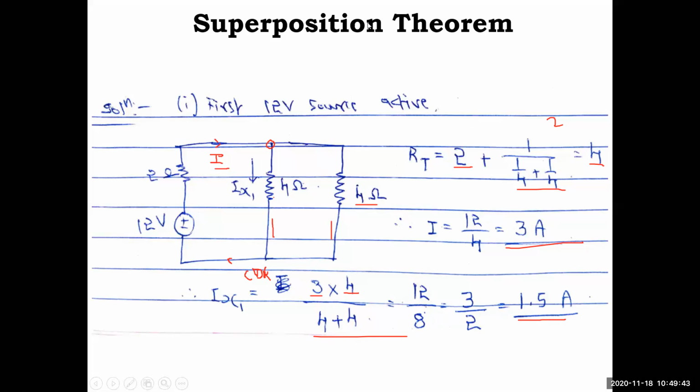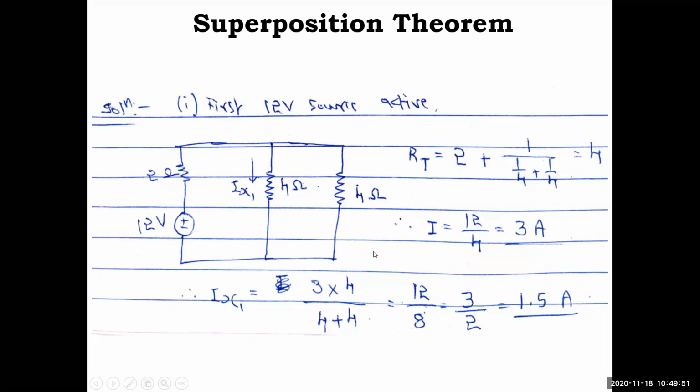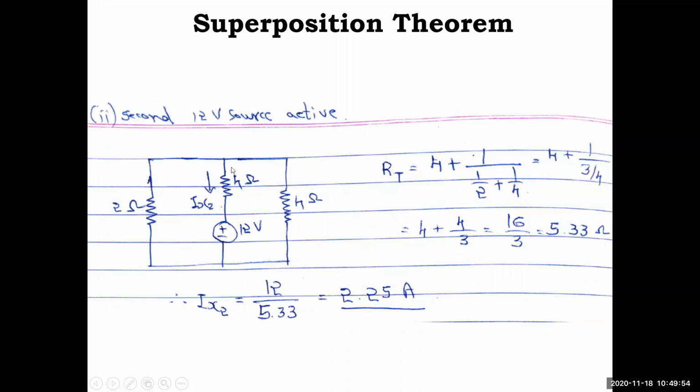Okay, so just to show you, not only mesh or node analysis you can apply, other methods also you can apply. For that this example was taken. Similarly, we'll do the second source active, that is 12 volt with 4 ohm will make active, and the remaining will be deactivated. That means they are short circuited because they are voltage sources.